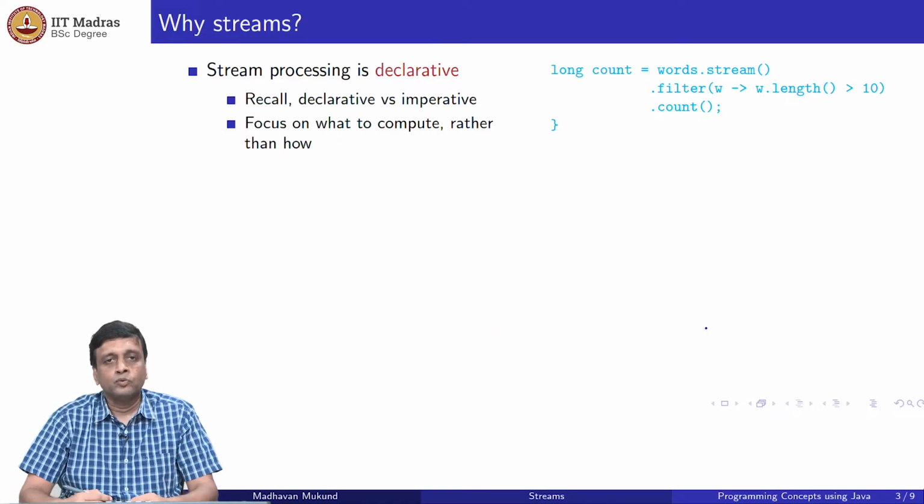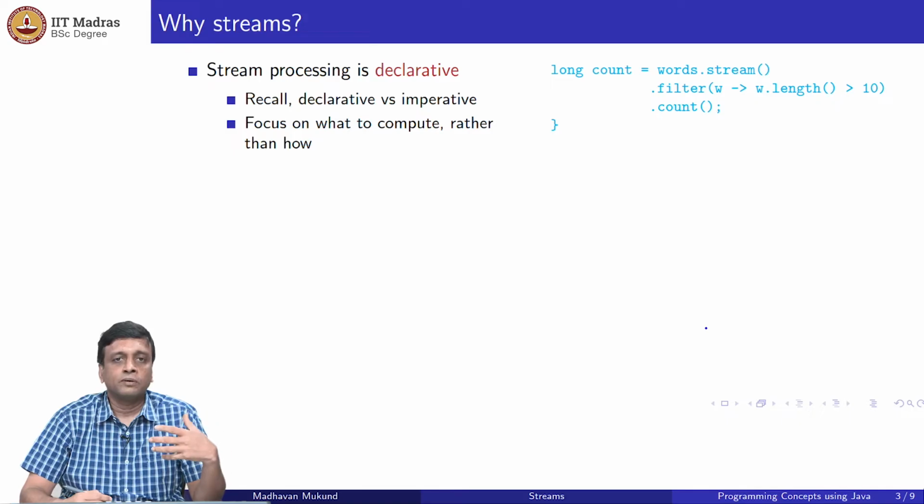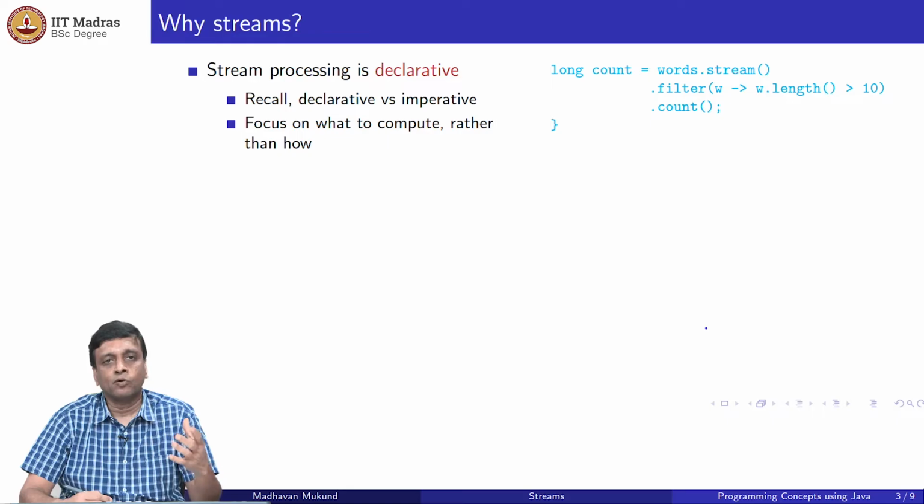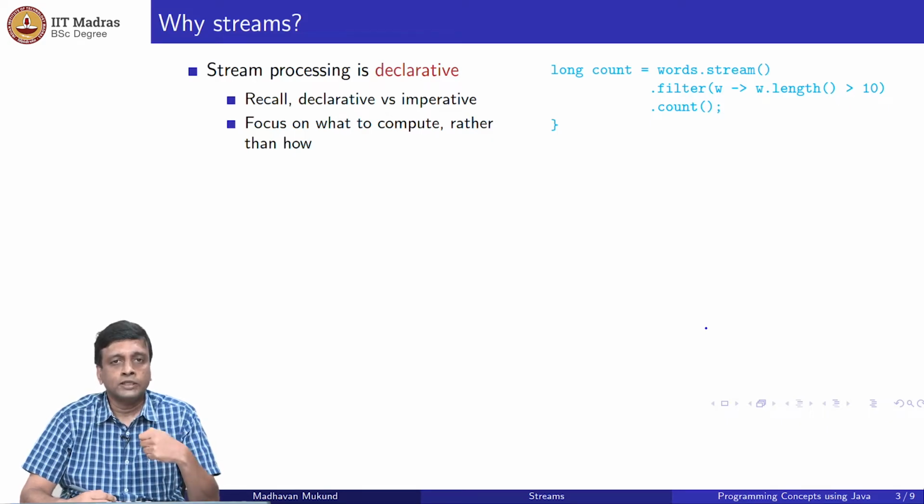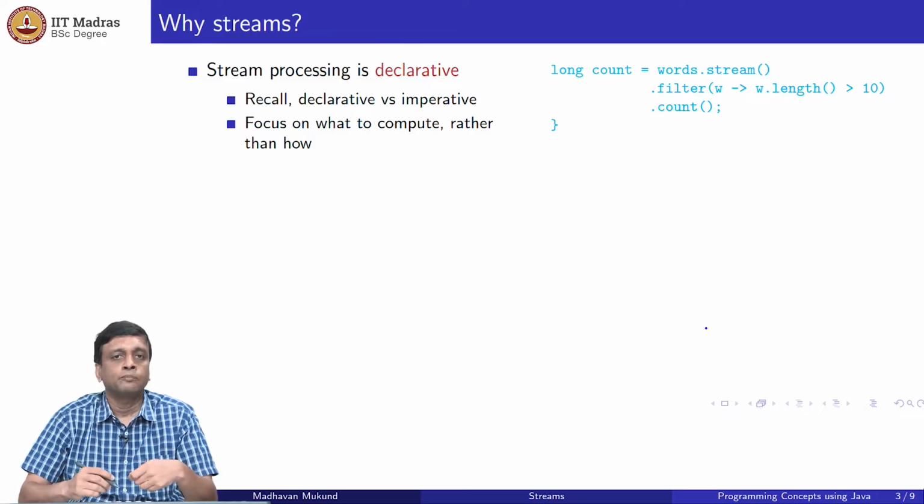So why do we want to do stream processing rather than iterative processing using an iterator? Well, remember right at the beginning of this course, we talked about the distinction between declarative programming and imperative programming. In imperative programming, which is most of the programming that we do in a language like Java or even Python, we explicitly describe how the computation should be performed. We decide which variables we will need to store the intermediate values, which variables we will need to store the final values, how we will compute these values and update them, how we will store them, and so on. So we give a very detailed step-by-step process of the actual computation.